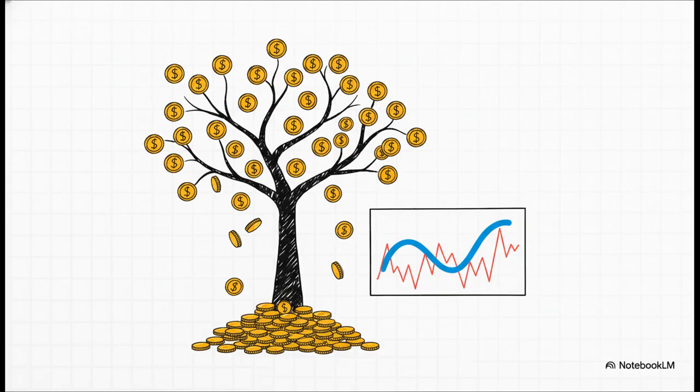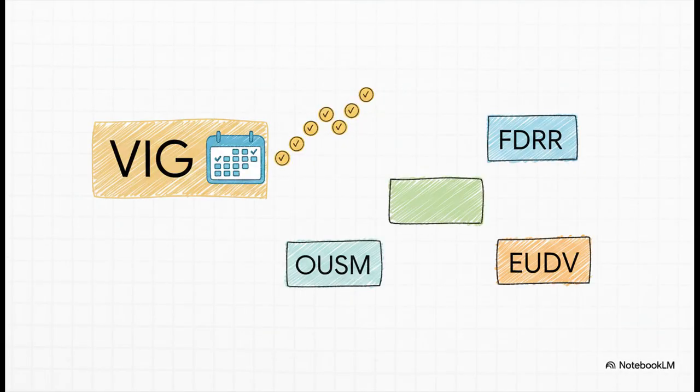And a nice side benefit is that these types of stocks tend to have lower price volatility, which can help bring down the overall risk of your portfolio. And if that income strategy sounds interesting to you, there are some pretty mainstream options out there. The source mentions VIG, which is one of the biggest ones. It focuses on large U.S. companies that have paid dividends for at least 10 years straight. FDRR, OUSM, and EOUDV are a few other examples in this space.